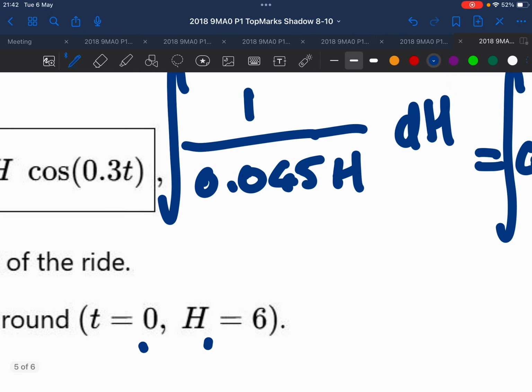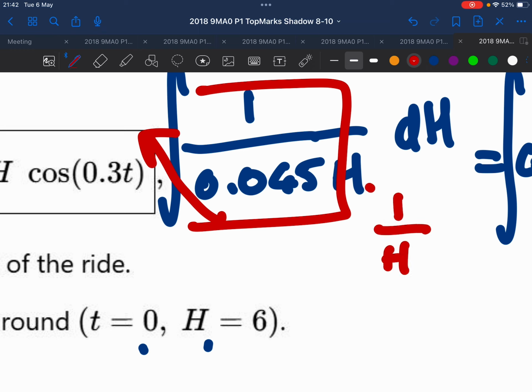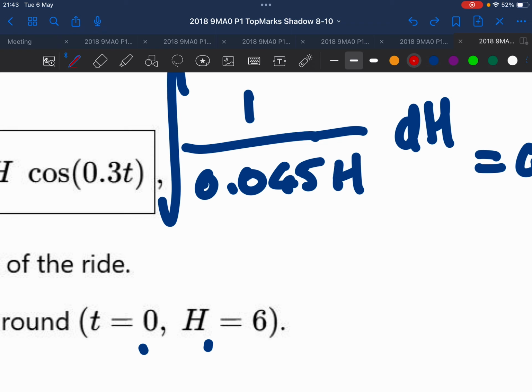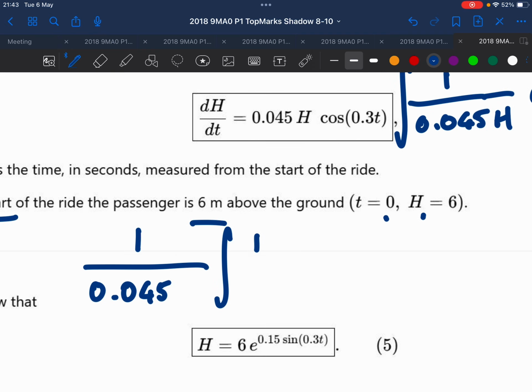Well, the first thing I would say is I'm going to think of this number as going on the outside, and then I'm going to think of the h on its own as 1 over h. I think that's an easier way of doing it. So let's do that now. So I'm going to say that this is 1 over 0.045, the integral of 1 over h dh, and this is going to turn into natural log in a minute, which also sort of explains why the e is there.